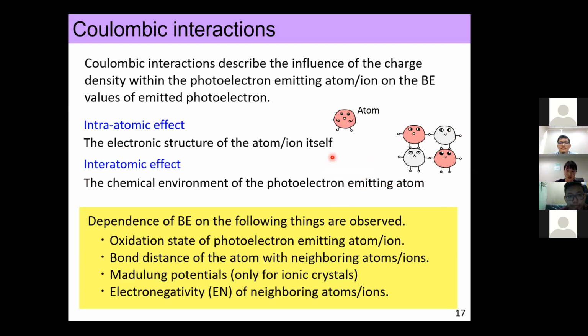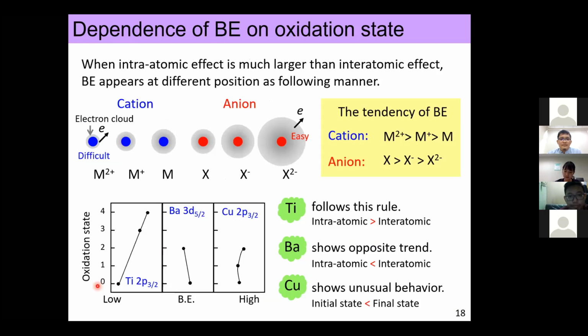By computing these two effects, the dependence of binding energy on the following things is observed: the dependence of BE on oxidation state of the photoelectron emitting atom or ion, bond distance of the atom with neighboring atoms, Madelung potentials, and electronegativity of neighboring atoms or ions. Here, I show the dependence of BE on oxidation state.